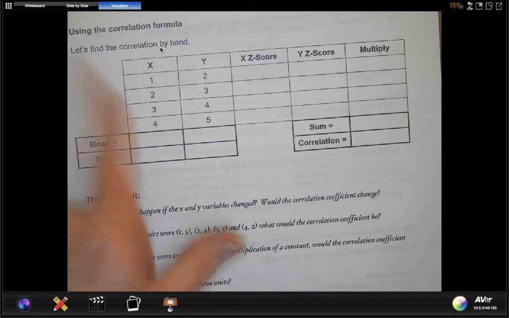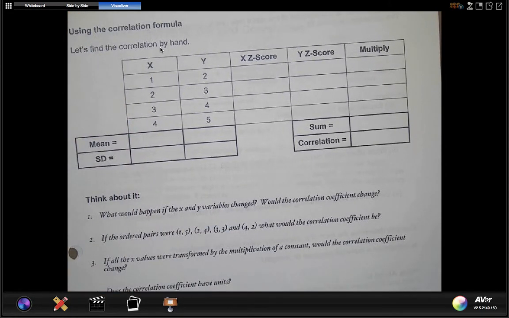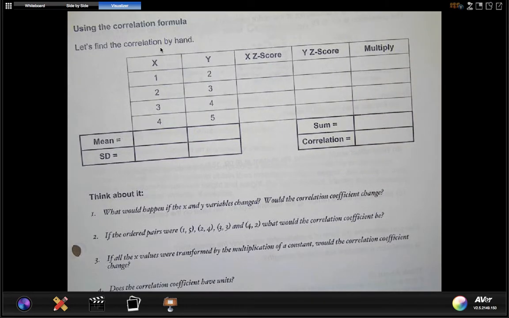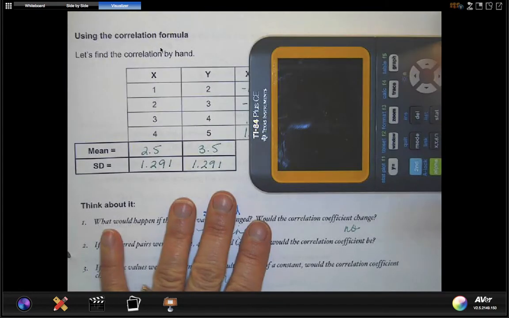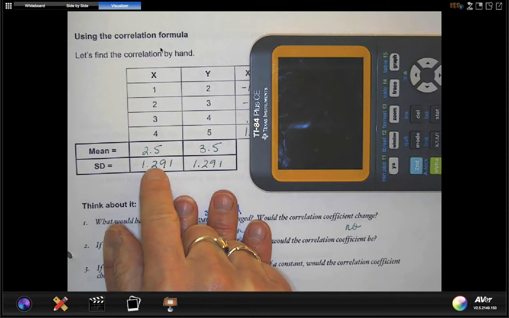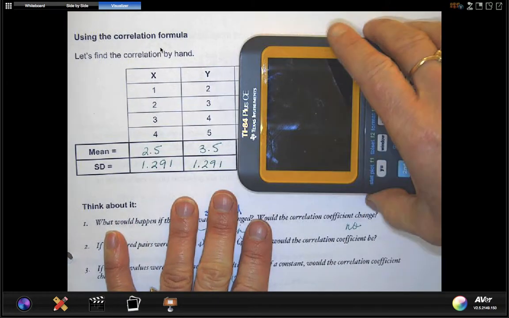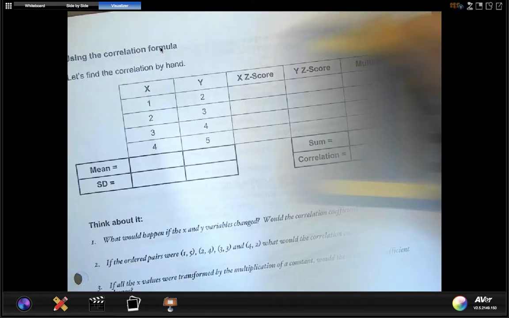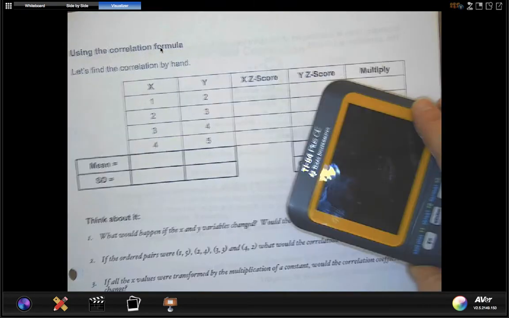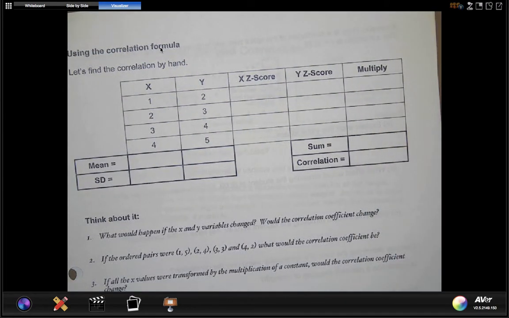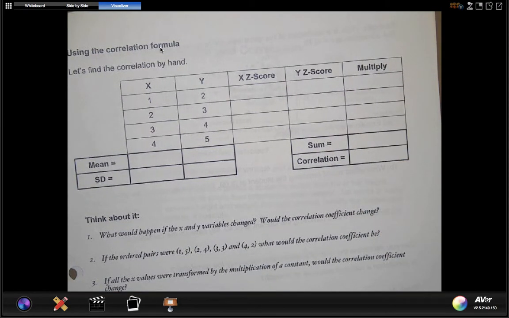Let's look at the formula. What I want you to do here, and you can do this on the calculator if you want, is go through and figure out the mean and the standard deviation of the x's and the y's. And then, if you want to use the lists in the calculator, find the z-score for the x, the z-score for the y, multiply them together, add them all up, and then divide that by n minus 1.